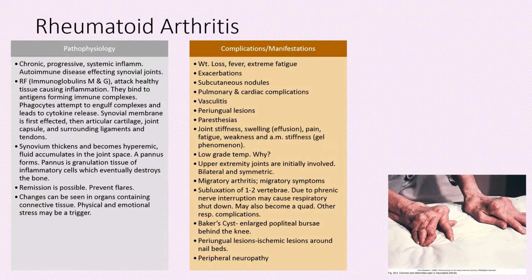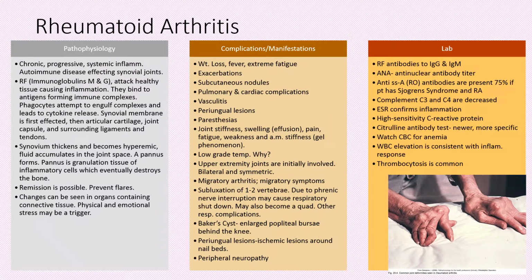Complications and manifestations that can occur are weight loss, fever, extreme fatigue, exacerbations, subcutaneous nodules, pulmonary and cardiac complications, vasculitis, periungual lesions, paresthesias, joint stiffness, low-grade temp. Upper extremity joints are initially involved and then it becomes bilateral and symmetric, migratory arthritis, subluxation of 1 to 2 vertebrae, Baker cyst, periungual lesions, and peripheral neuropathy.